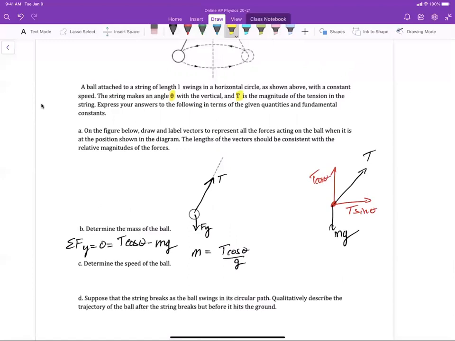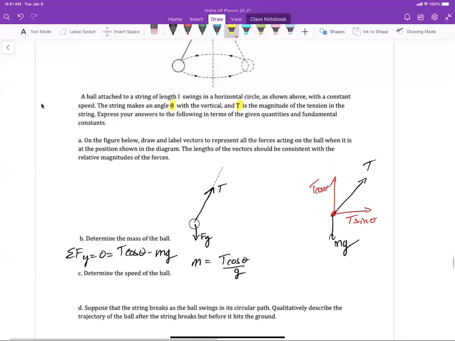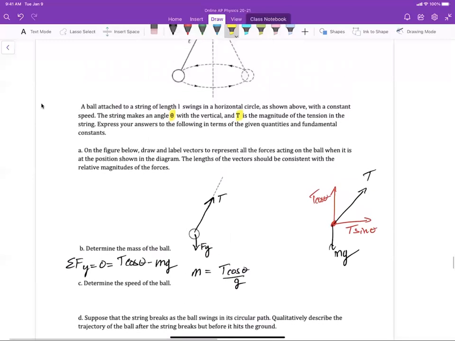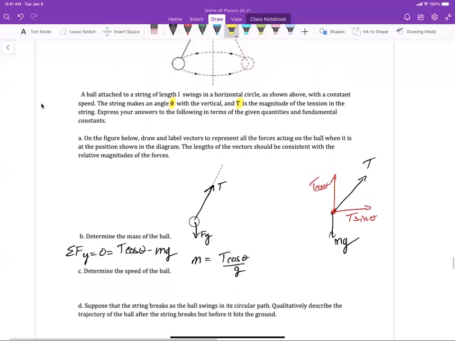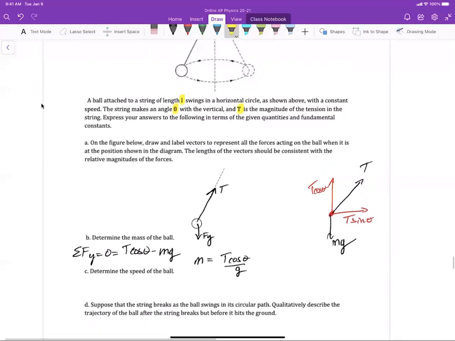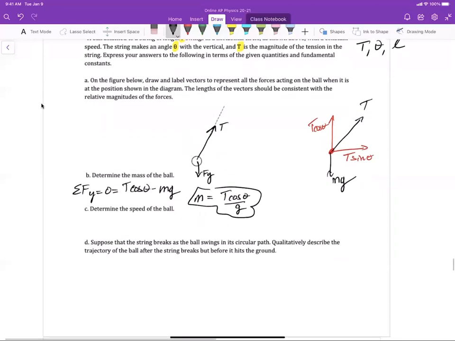Express your answers to the following in terms of the given quantities and fundamental constants. So did we answer it in terms of what was given, L? Yes, we did. So T was allowed. So what did they give us? They gave us T, theta, and they gave us L. Determine the speed of the ball.